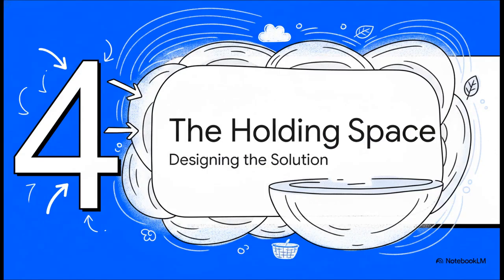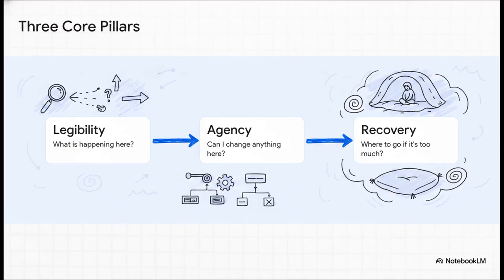Which brings us to the solution. Section 4. Concept. The holding space. A holding space relies on 3 core pillars, which are essentially 3 questions a space absolutely must answer for the person in it. Number 1, legibility. What is happening here? Number 2, agency. Can I change anything here? And number 3, recovery. Where do I go if this is all simply too much?